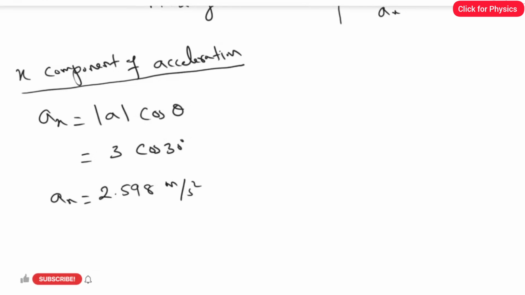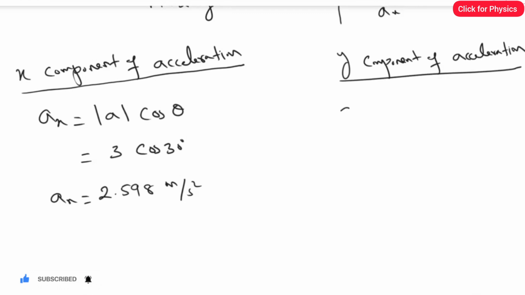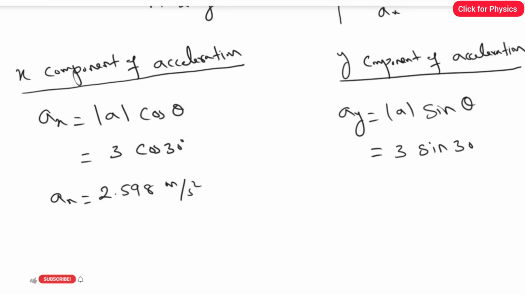Likewise, I'm going to find the y component of the acceleration. The rule is a of y, which is equal to the magnitude of a multiplied by the sine of theta. Here the magnitude of the acceleration given in the question is 3 meters per second square. That means 3 multiplied by sine of 30 degrees, and here I got the answer as 1.5 meters per second square.